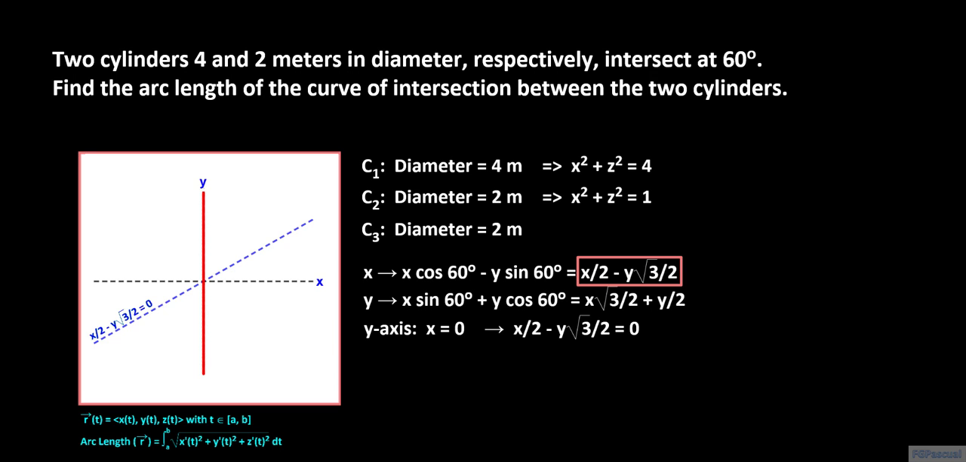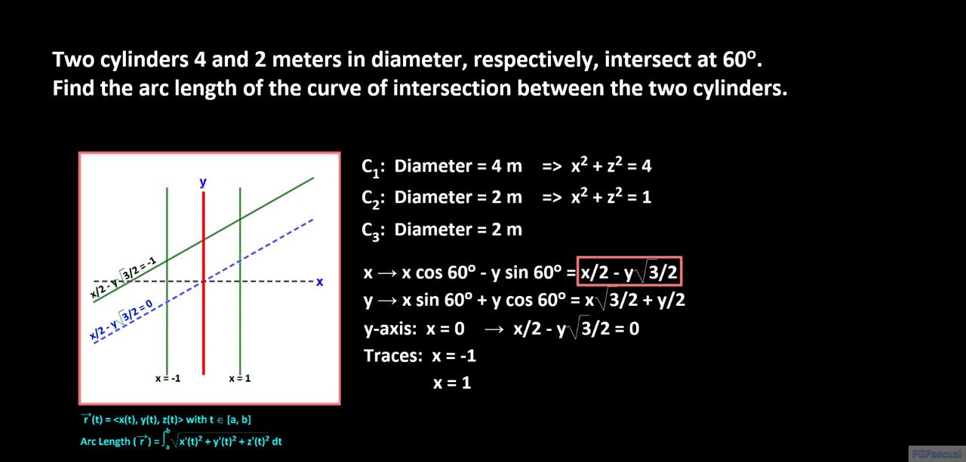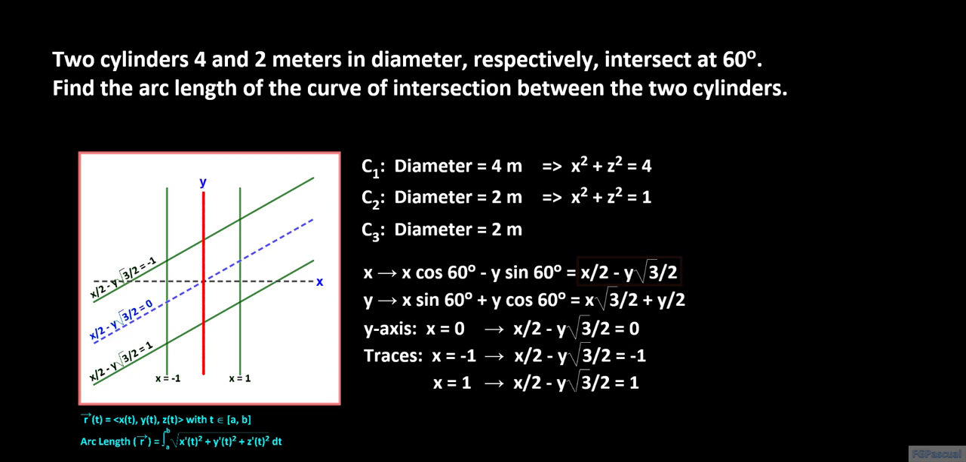The traces of C sub 2 on the xy plane, or the intersection curves between C sub 2 and the xy plane where z equals 0, are the lines x equals minus 1 and x equals 1. Applying the rotation transformation to these equations, we get the following equations. x over 2 minus y times the square root of 3 divided by 2 equals minus 1, and x over 2 minus y times the square root of 3 divided by 2 equals 1. These lines are mutually parallel.